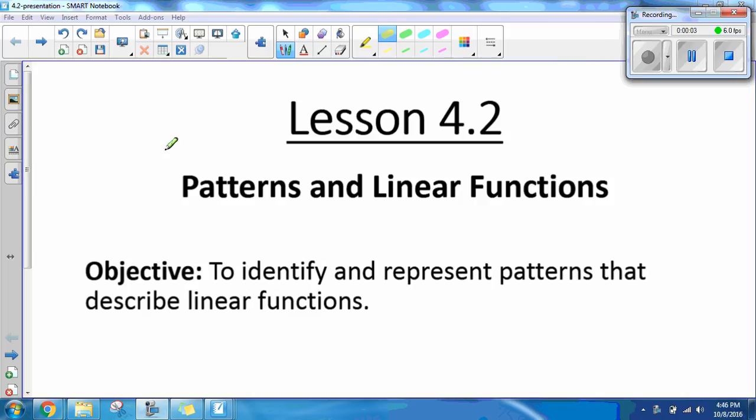This is lesson 4.2, patterns and linear functions. Your objective is to identify and represent patterns that describe linear functions.